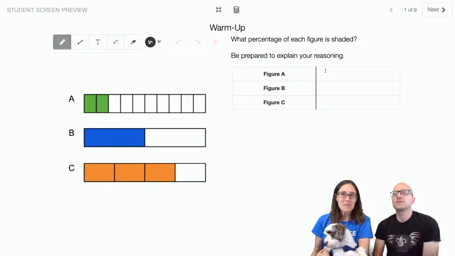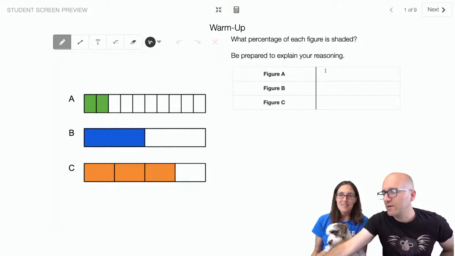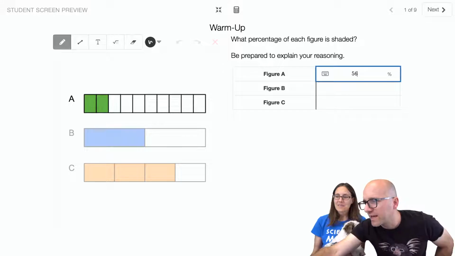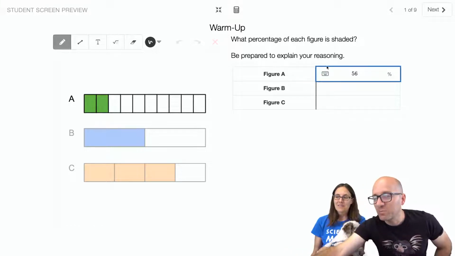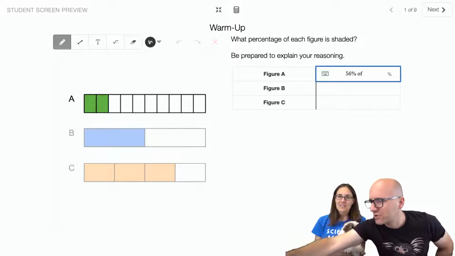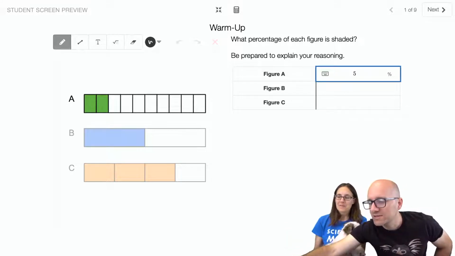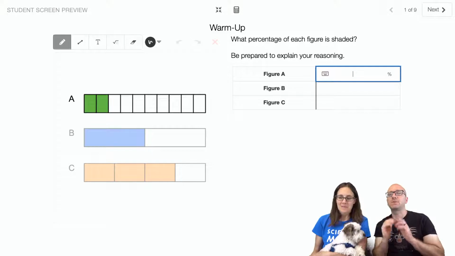Ooh, and we actually don't want to type the percent in because it's kind of built in. So if I wanted the answer to be 56%, I would just type 56. It turns out if you type a percent sign, then it tries to tack more on, but that box already had the percent built in.